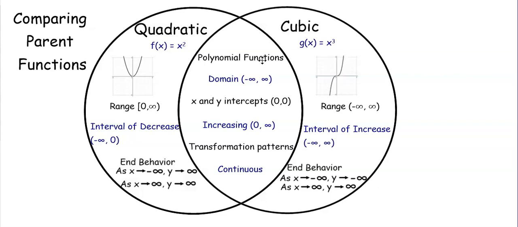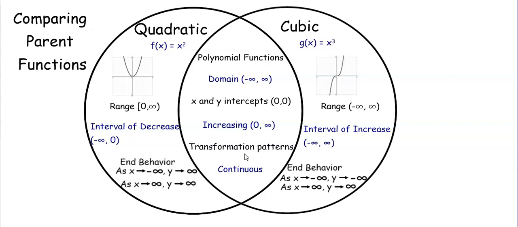So let's look at the things that they have in common. They're both polynomial functions. They both have a domain of all real numbers, everything from negative infinity to positive infinity. They both have the same x and y intercepts at 0, 0. They're both increasing from 0 to positive infinity. So in that first quadrant, they're both increasing.